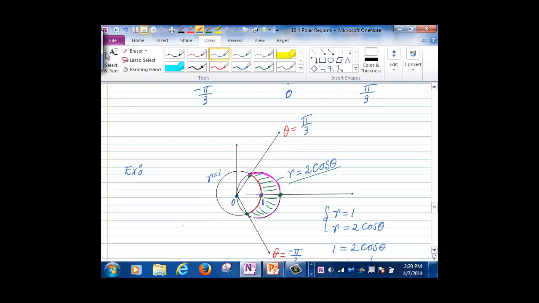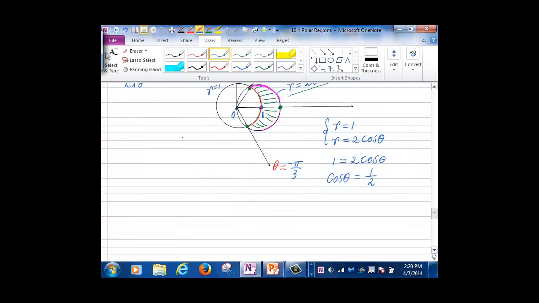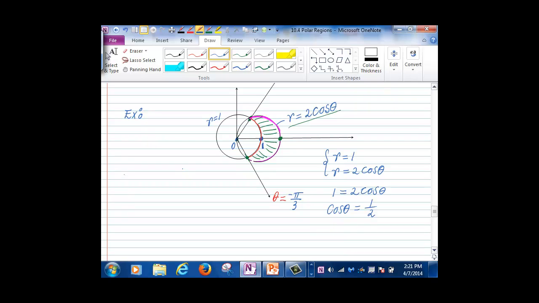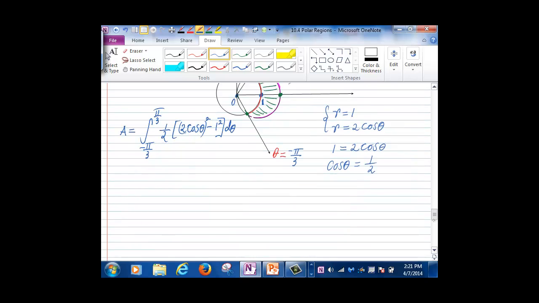All right, so now we know what r is. So what would be the area then? The integral will go from negative pi over 3 to positive pi over 3, and then it'll be half. And what should I be writing here? 2 cosine theta first, right? And then the inner radius is 1. Okay, so that's all I have.